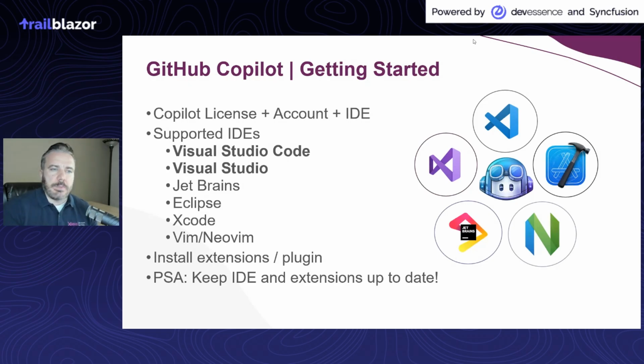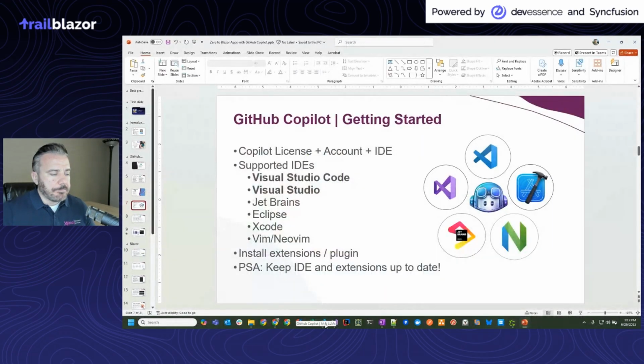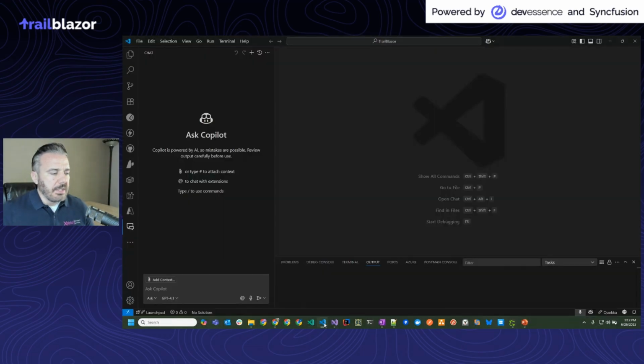Visual Studio, especially Visual Studio Code, will often update monthly when you shut down and restart, but Visual Studio is a little more explicit in that you need to update it. So let's go over to the code here and take a look. I just want to give you a sense of where Copilot is within the IDE.